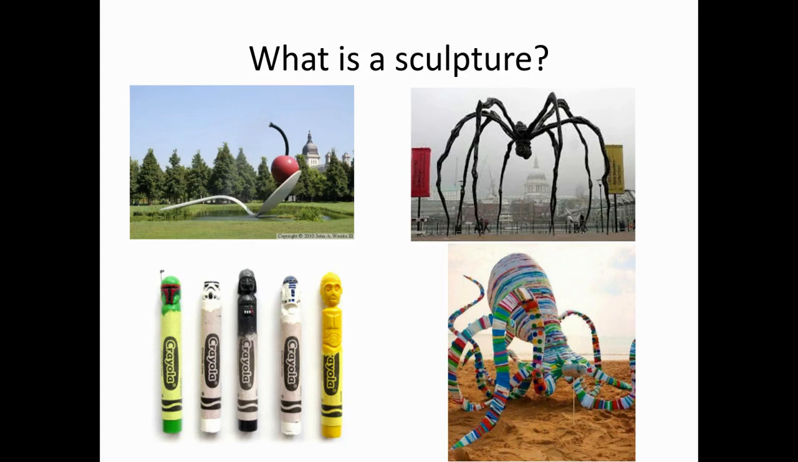So a sculpture has to be 3D. Paintings and drawings are generally flat, but sculptures are three-dimensional. That means they have height, and they have width, and then they have depth. They go back. So that's 3D. And here are some examples of three-dimensional sculptures.